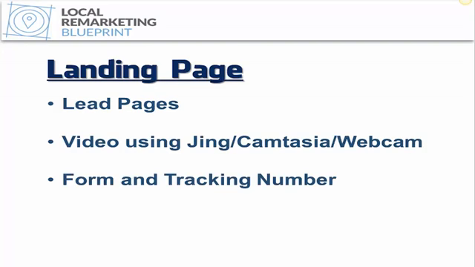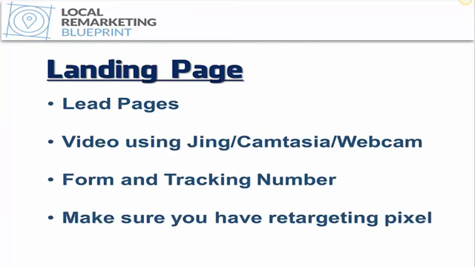And then we also use a form, like an opt-in type form, and a tracking number. Sometimes we use both. A lot of times we'll do both, but it just depends on what your end result is and what your audience is. So I'm going to show you a quick example. Oh, one other thing. Make sure you use your retargeting pixel on this landing page. You want to see who lands on the page, and you also want to see who converts. So make sure you use the retargeting pixel here.